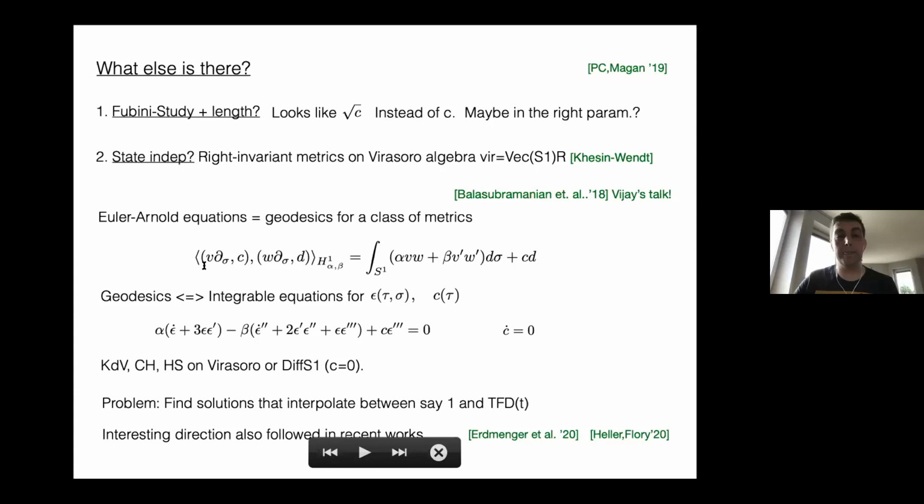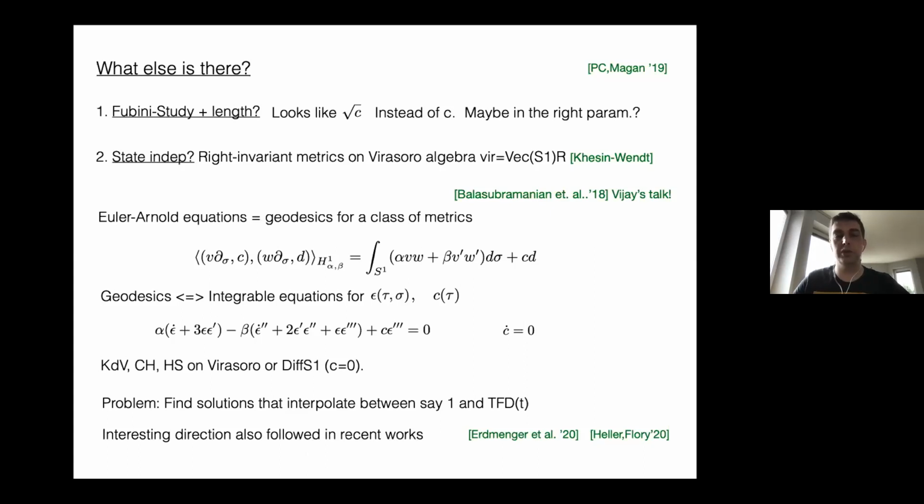It is known that the geodesic equation on this manifold is basically equivalent to integrable equations for these velocities and also the equation for the central charges as a function of tau. These are the so-called KdV, Camassa-Holm or Hunter-Saxton equations that were later discussed by Erdmenger and company, and also Michał and Mario. I will say more about it in a moment. Of course, the question is the same: we might have some simple equation, and that may have solutions.